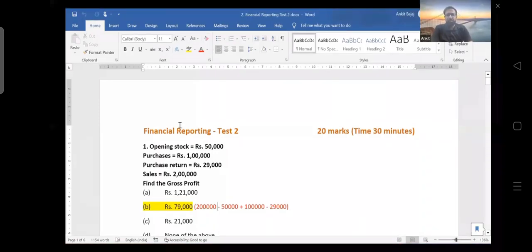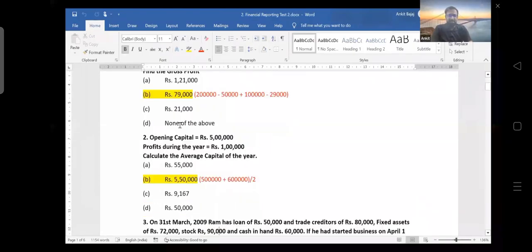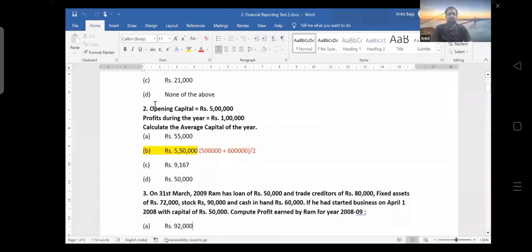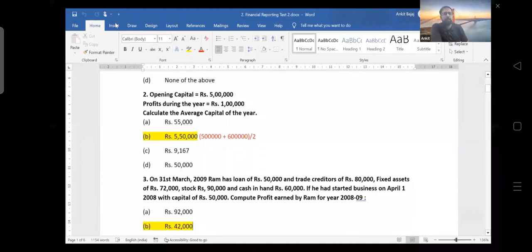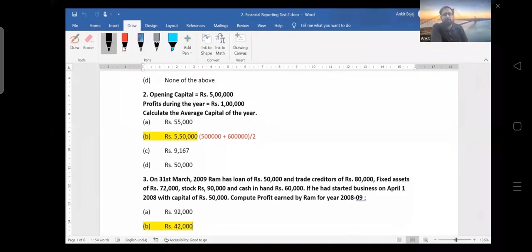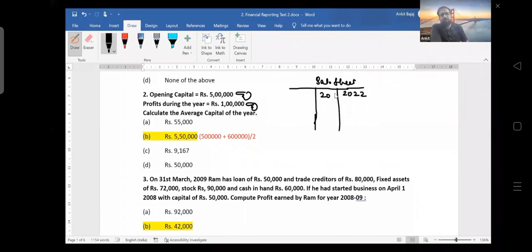So the first question is, you have to calculate the gross profit. We have already discussed such kind of questions, right? You have to calculate the average capital. So opening capital is given as 5 lakh. Now, if you see, opening capital is given as 5 lakh and during the year the company has made a profit of 1 lakh rupees. If you prepare the balance sheet here, in the balance sheet, 2 years data is given. First is 2022 and second is 2023. Here capital value is given, that is 5 lakh rupees.